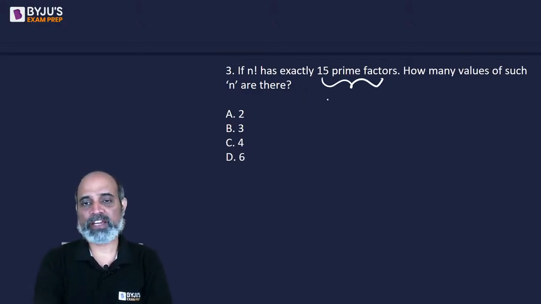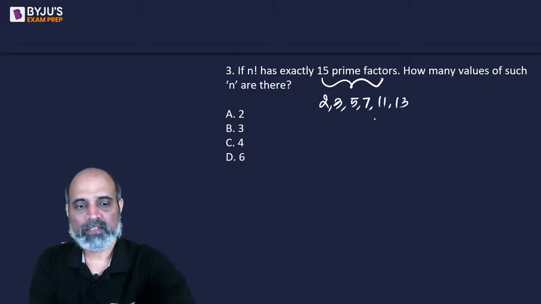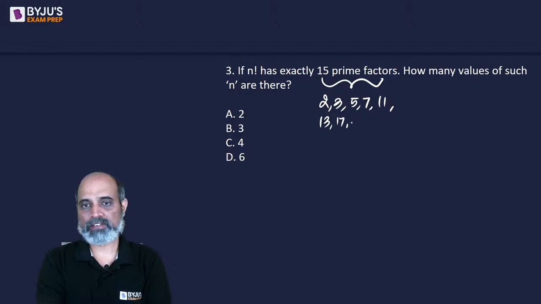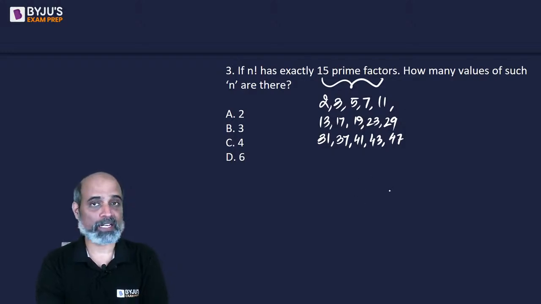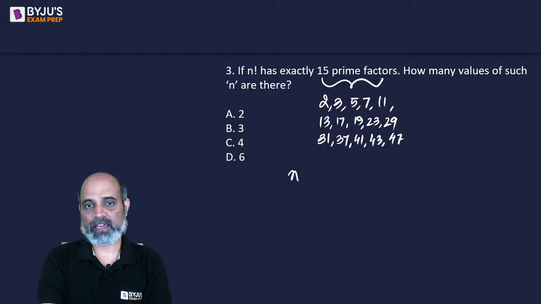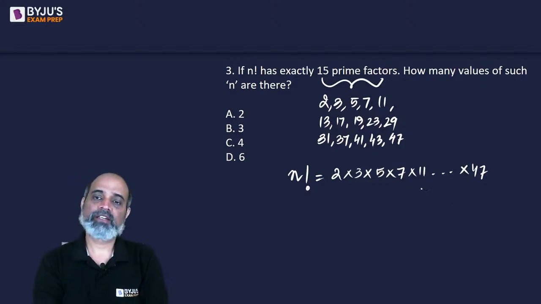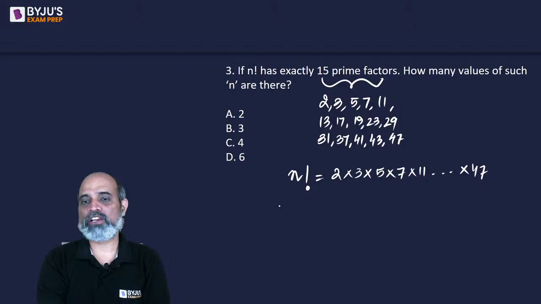Since we are talking about 15 prime factors, that would mean 2, 3, 5, 7, 11. We don't write them like this, we write them in groups of 5, it will be easy to count. So 5, then 13, 17, 19, 23, 29, that's another 5. Then we will have 31, 37, 41, 43 and 47. So this is another 5. So total 15 prime factors we have. So we can say that n factorial is going to have 2, 3, 5, 7 into 11 and so on up to 47. All these numbers are getting multiplied, right? So we can look at this and say minimum value of n is going to be 47.